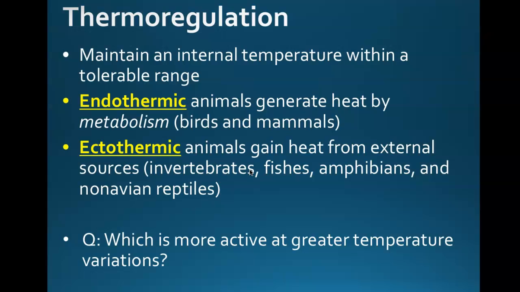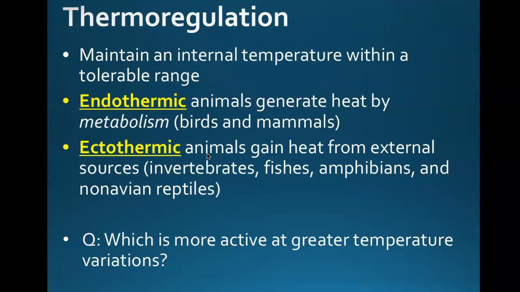All right, and that brings us to thermoregulation, just a prime example of homeostasis in animals. The maintenance of an internal body temperature within a variable range. And so endotherms are going to generate heat by metabolism, the breaking of bonds. So birds and mammals, your warm-blooded animals, are going to generate heat by the breaking of bonds. And your ectotherms are going to gain heat from external sources.